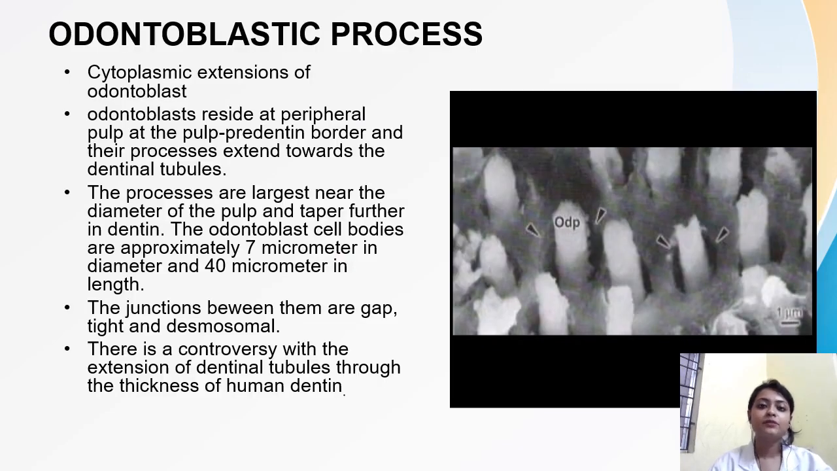Now coming to the odontoblastic process. It is a cytoplasmic extension of the odontoblast. Odontoblasts reside at the peripheral pulp at the pulp-dentin border, and their processes extend towards the dentinal tubules. The processes are larger near the diameter of the pulp and taper farther in the dentin. The odontoblast cell bodies are approximately 7 micrometers in diameter and 40 micrometers in length. The junctions between them are gap, tight and desmosomal junctions. There is a controversy regarding the extension of dentinal tubules through the thickness of the human dentin.